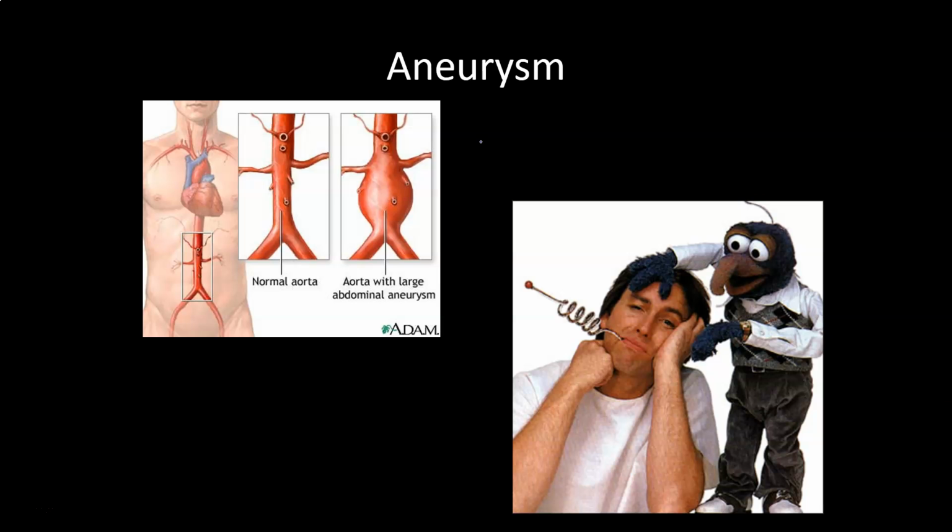An aneurysm is when a blood vessel balloons out and it doesn't maintain its shape quite like it's supposed to. The risk of an aneurysm is like an overinflated balloon. It can pop.